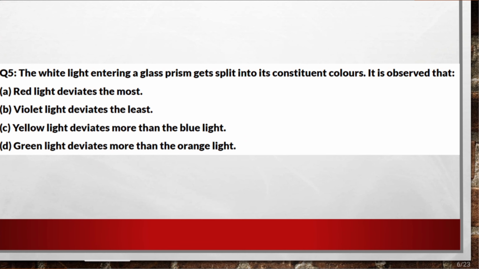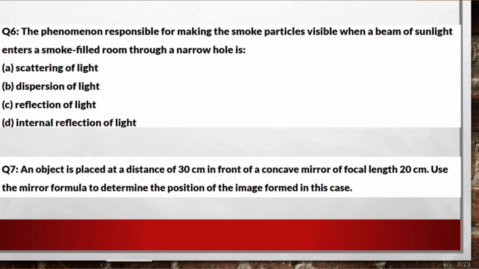Next, the white light entering a glass prism gets split into its constituent colors. It is observed that... So this is an MCQ, you need to choose the correct option. The next, question 6: the phenomenon responsible for making smoke particles visible when a beam of light, sunlight, enters a smoke-filled room through a narrow hole is... So again, this is an MCQ, you need to choose the correct option.